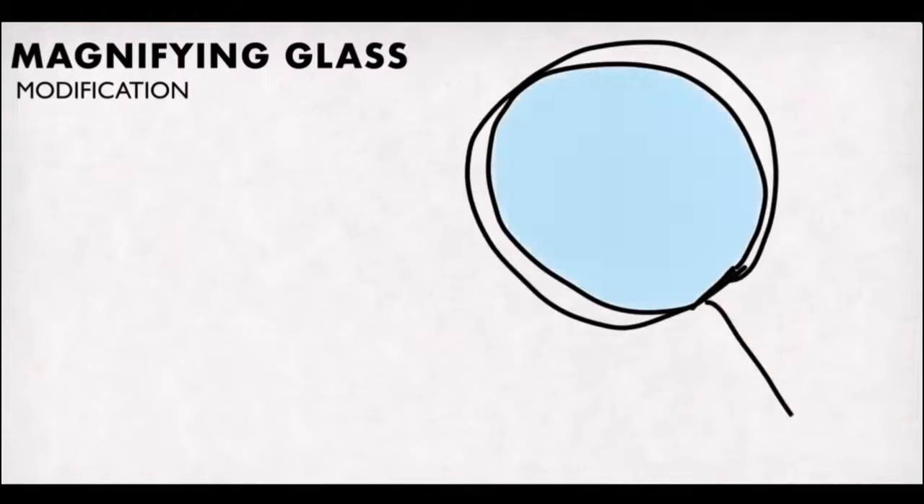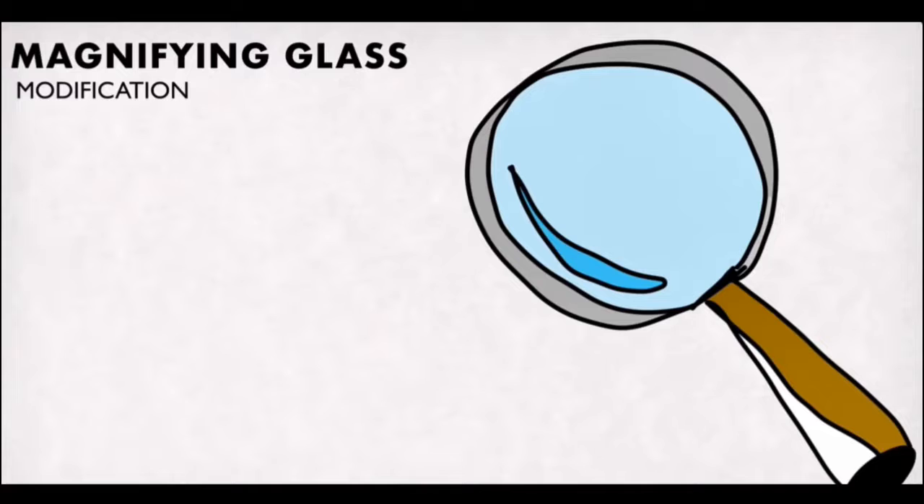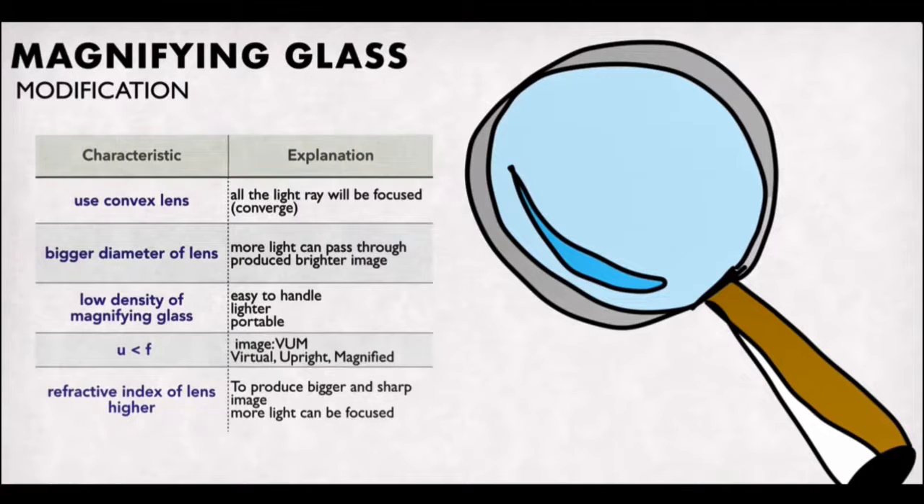Magnifying glass modification. As you can see, there is also a table you need to remember and know how to answer in section B or section C in paper 2. First, we need to use convex lens. Why? So that all the light rays will be focused. Second, we need to select a bigger diameter of lens to make the magnifying glass. Why? So that more light can pass through the magnifying glass and produce a brighter image.